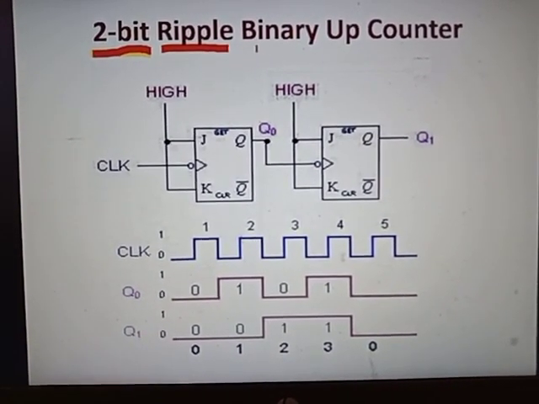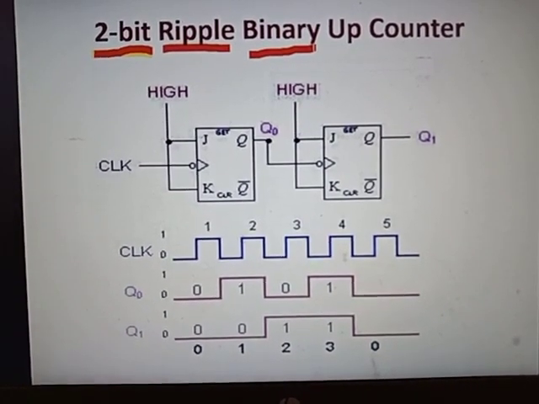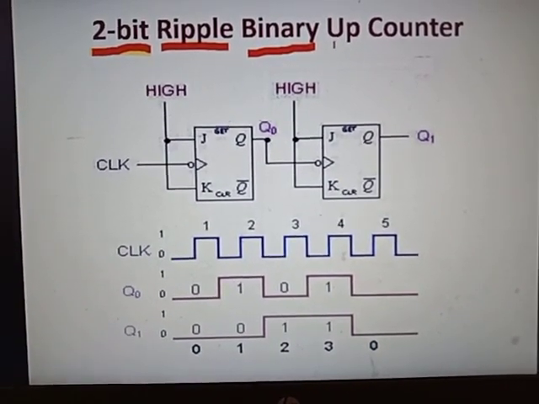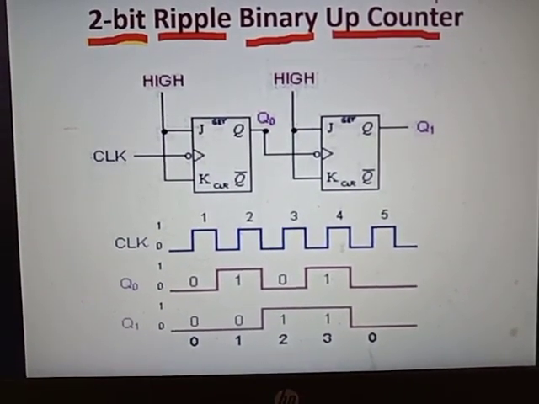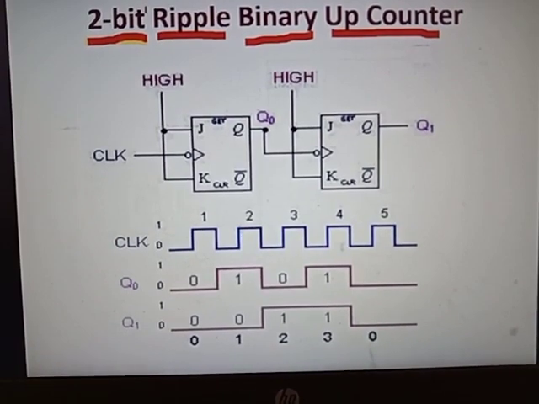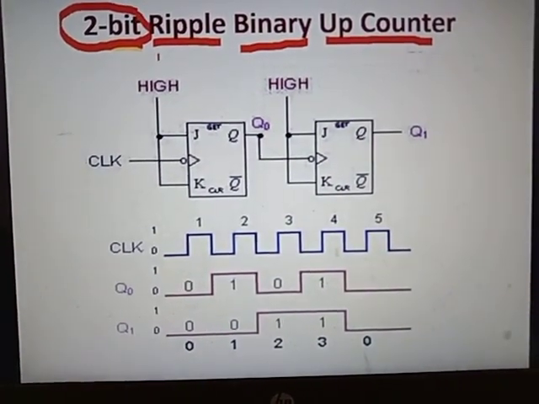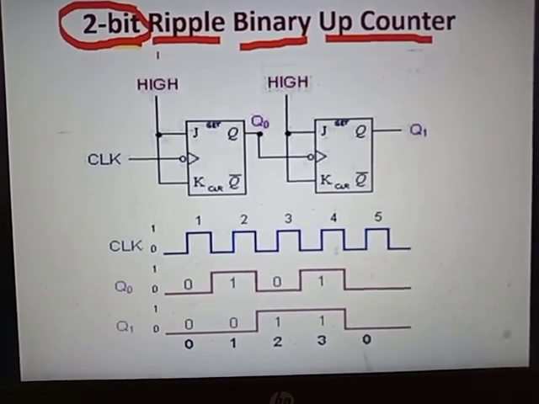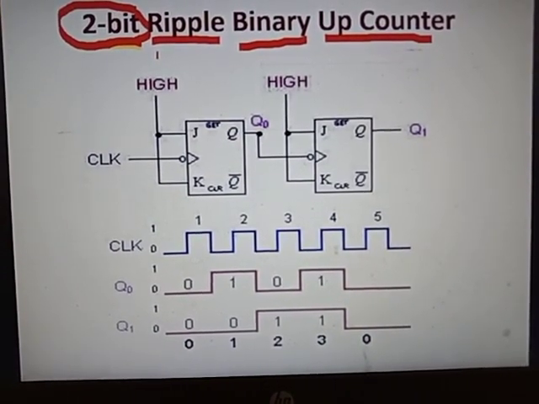Clear? And we'll call it binary because it is going to count as 00, 01, 10 like that. It is called an up counter because it is going to count in ascending order like 0, 1, 2, 3, 4, etc. Since it's a 2-bit counter, it is going to count only 4 possible states starting from 0. So it is going to count 0, 1, 2 and 3. In binary form it is 00, 01, 10 and then 11.